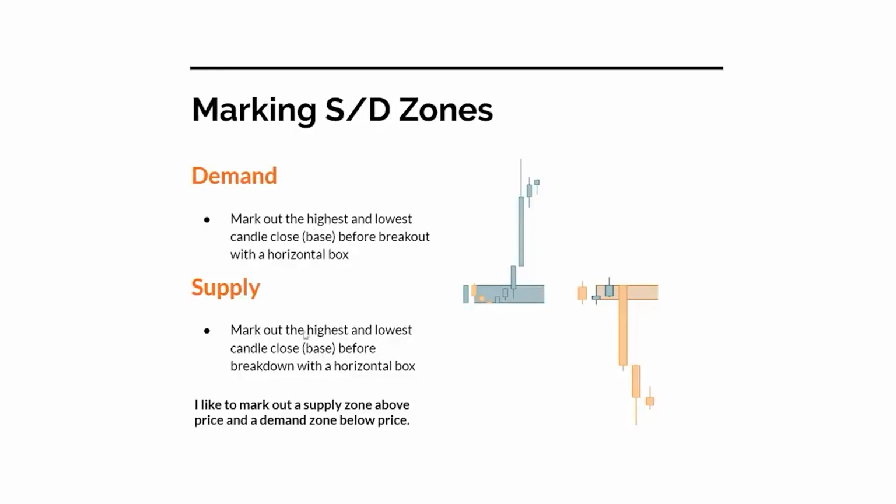So you can see it's the same thing for demand and supply. You want to mark out the highest and lowest candle close to form the base at the origin of a breakout or origin of a breakdown. And I just like to use a horizontal box, so I use a blue box for demand, orange for supply.